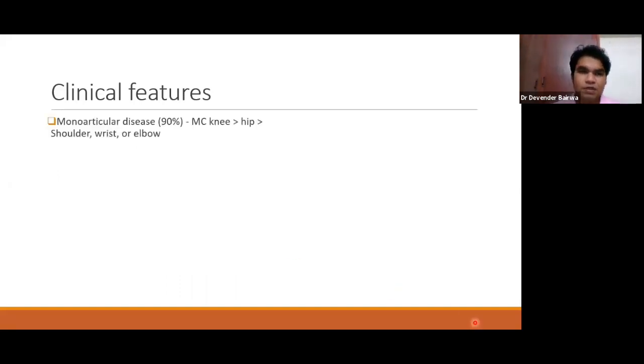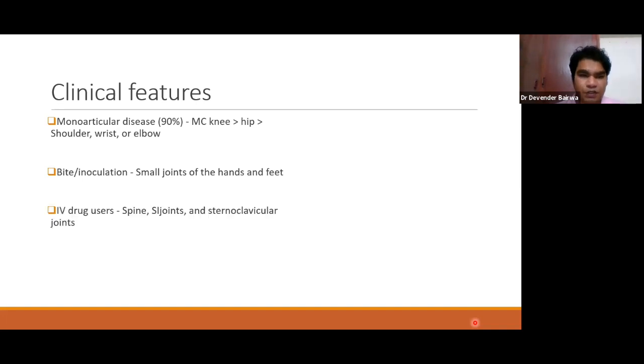Let's see how these patients of septic arthritis present. Generally, in 90% of cases, septic arthritis will be in only a single joint. The most common joint that we see in our clinics is the knee, followed by hip, shoulder, wrist and elbow. These small joints will generally not be involved unless there is a risk factor like a bite to the small joints or inoculation of pathogens to these joints. Otherwise, generally it is a large joint monoarticular presentation.